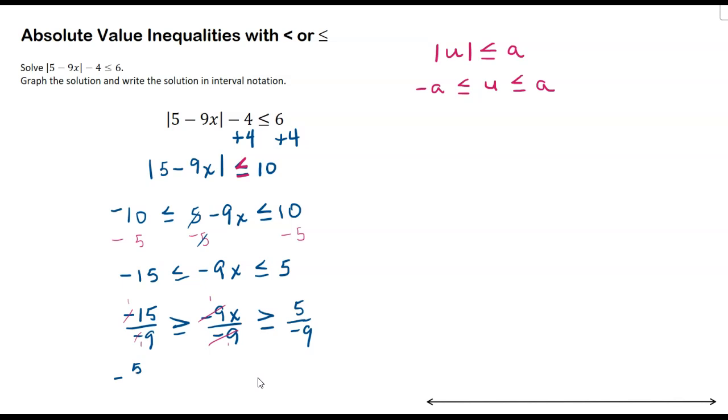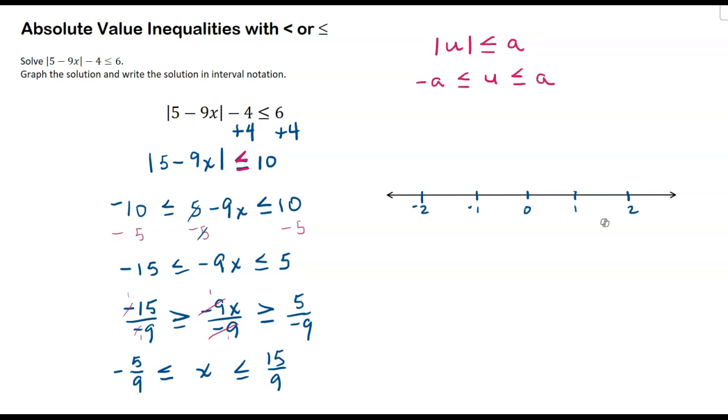So we're going to have a negative 5/9, that's over here. And we're going to have less than or equal to x less than or equal to just 15/9, which is what's left on that side. So I've marked out a number line between negative 2 and 2. Our left endpoint is negative 5/9. Now, where is negative 5/9? It's going to be somewhere between 0 and negative 1. So I'm going to go ahead and just mark it right here, negative 5/9.